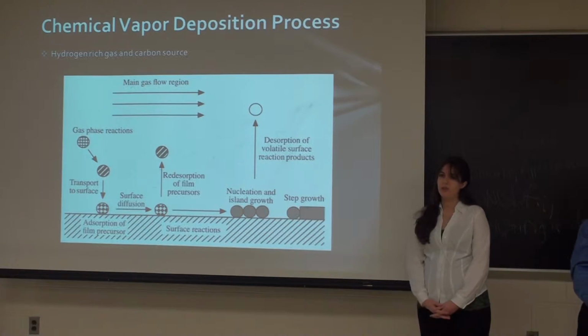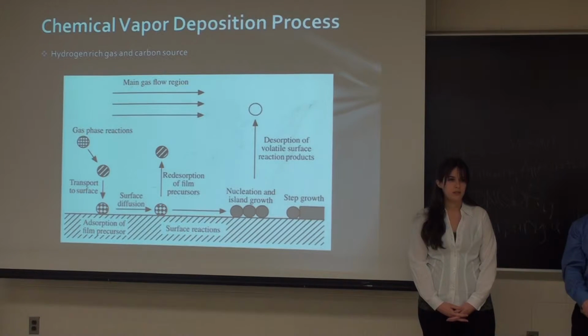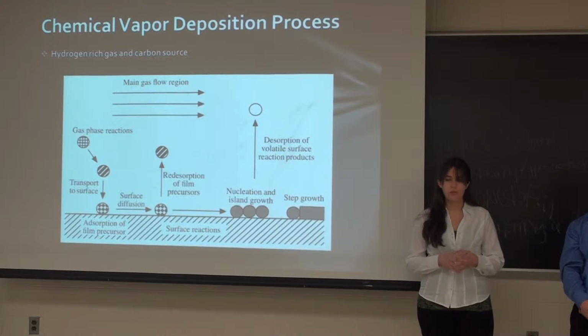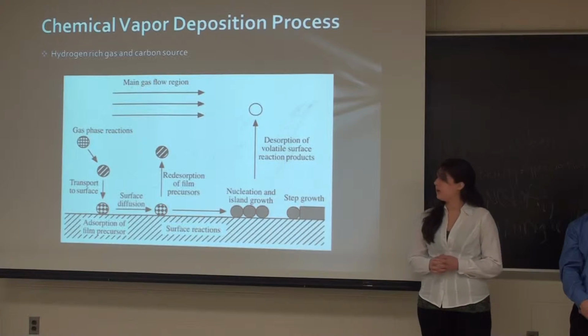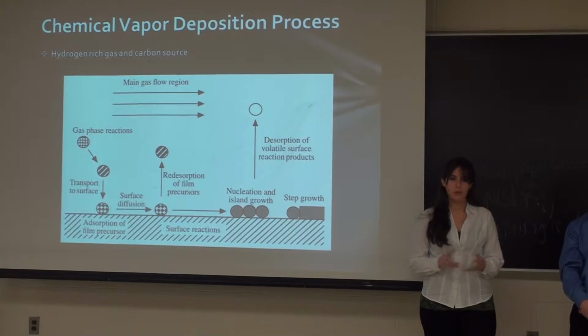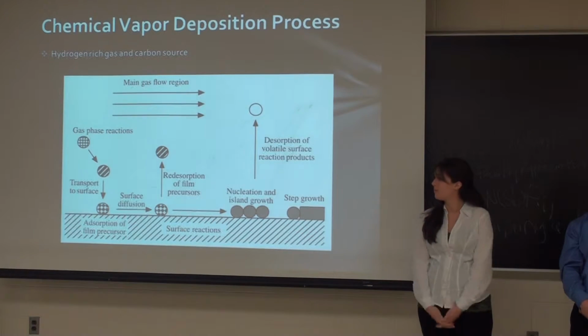Chemical vapor deposition can occur through a variety of chemical processes. There are two specific things that need to remain constant, though, even if the chemical reaction is different. There has to be a high concentration of hydrogen in the gas, and there also has to be some type of carbon source in the vapor that's being used.